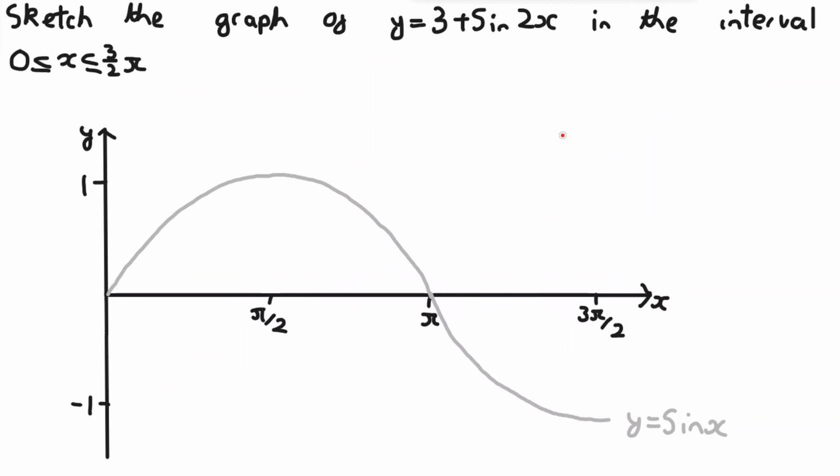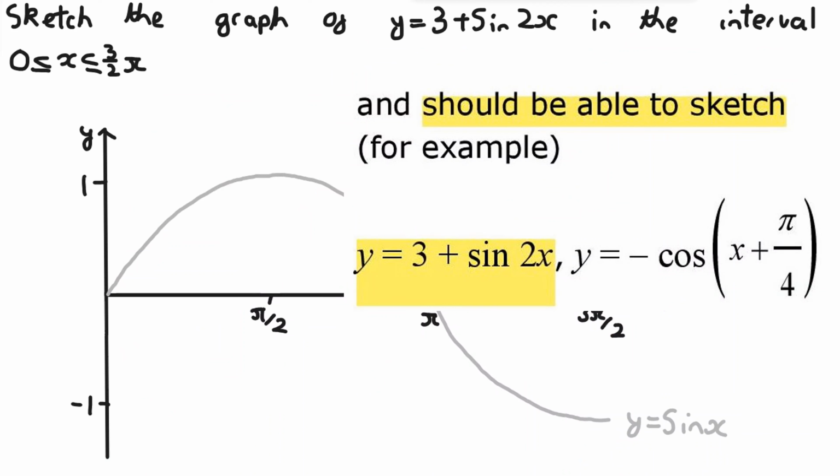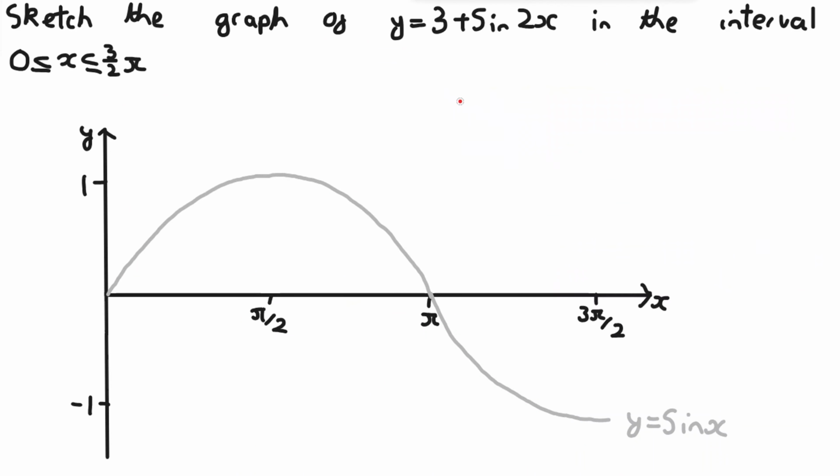Very finally, they could ask you to do multiple transformations. So here's an example that's actually specifically mentioned on the spec, where they want you to sketch the graph of y is equal to 3 plus sin 2x in the interval 0 to 3 over 2 pi. So in degrees, this is the interval between 0 and 270 degrees like this. I've already drawn the untranslated graphs, the template, y is equal to sin of x here.